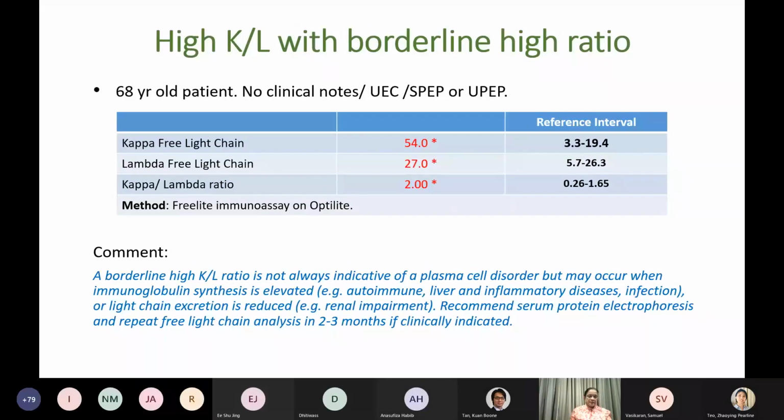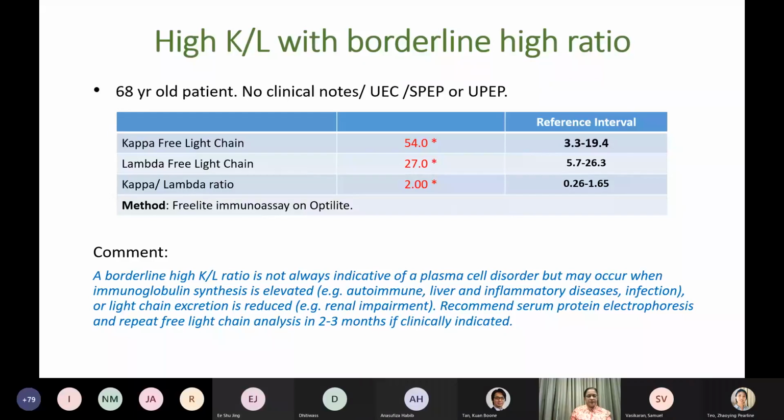Next case is a 68-year-old patient. Again, no clinical notes. We didn't have any creatinine or electrolyte measurements at the same time, or serum or urine protein electrophoresis. We have high kappa and lambda concentration with borderline high kappa lambda ratio.